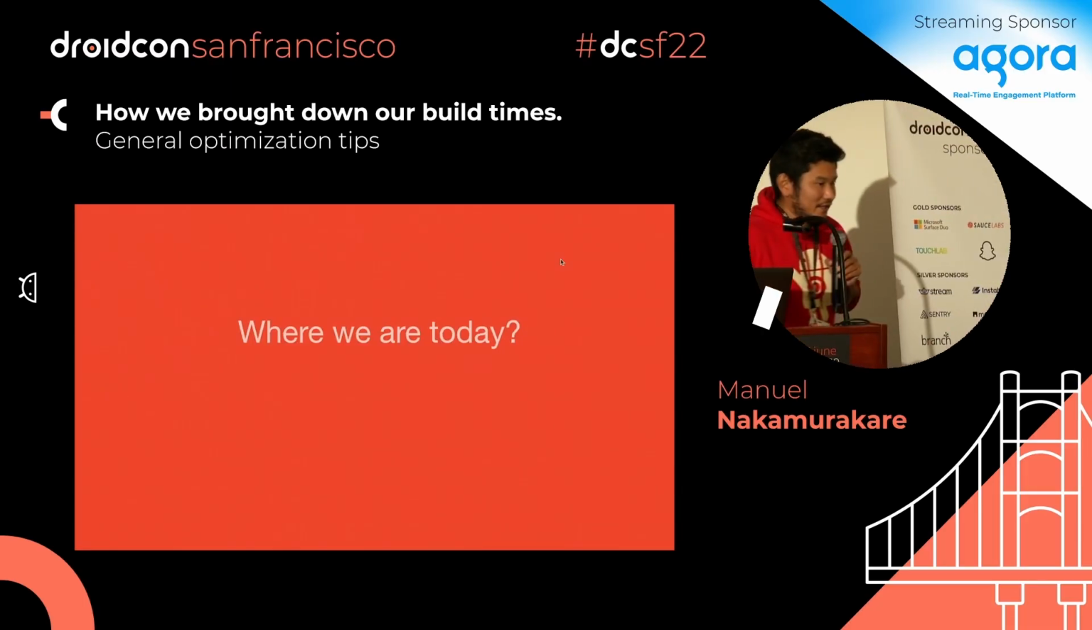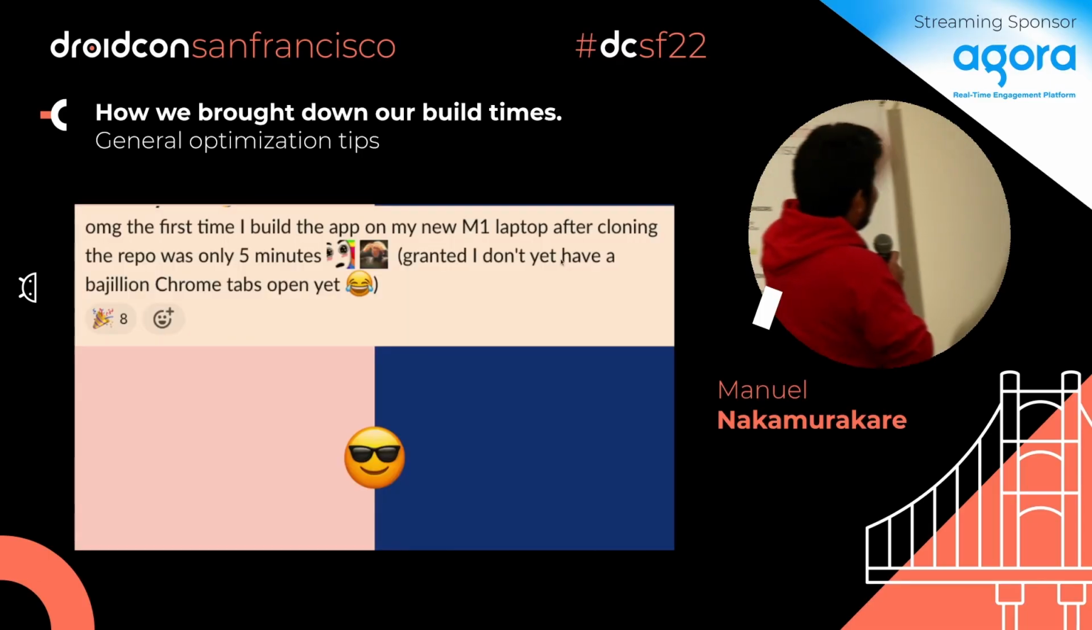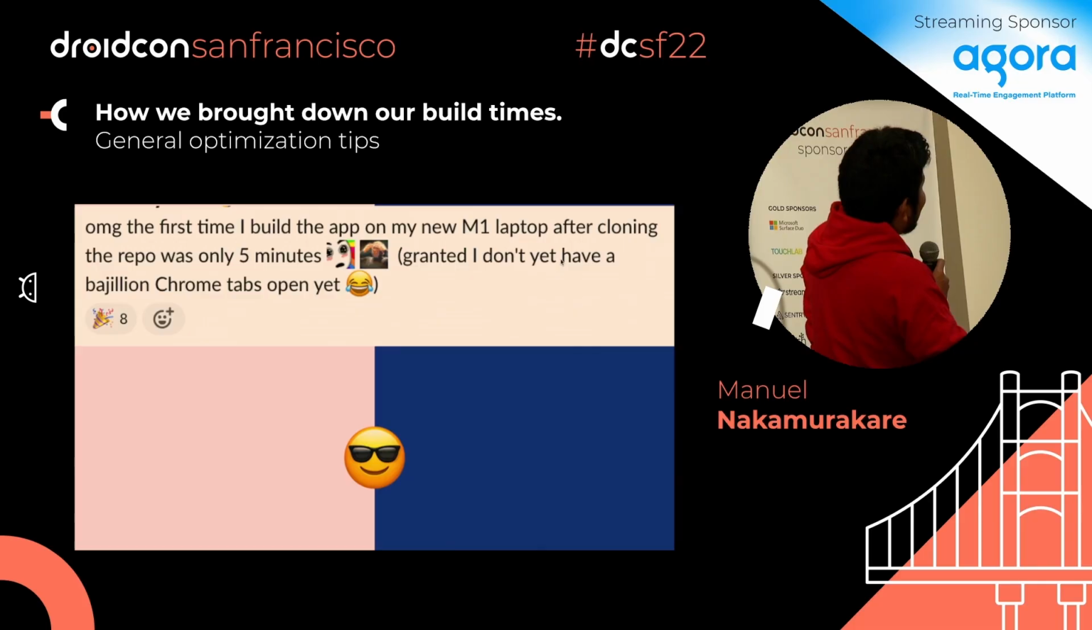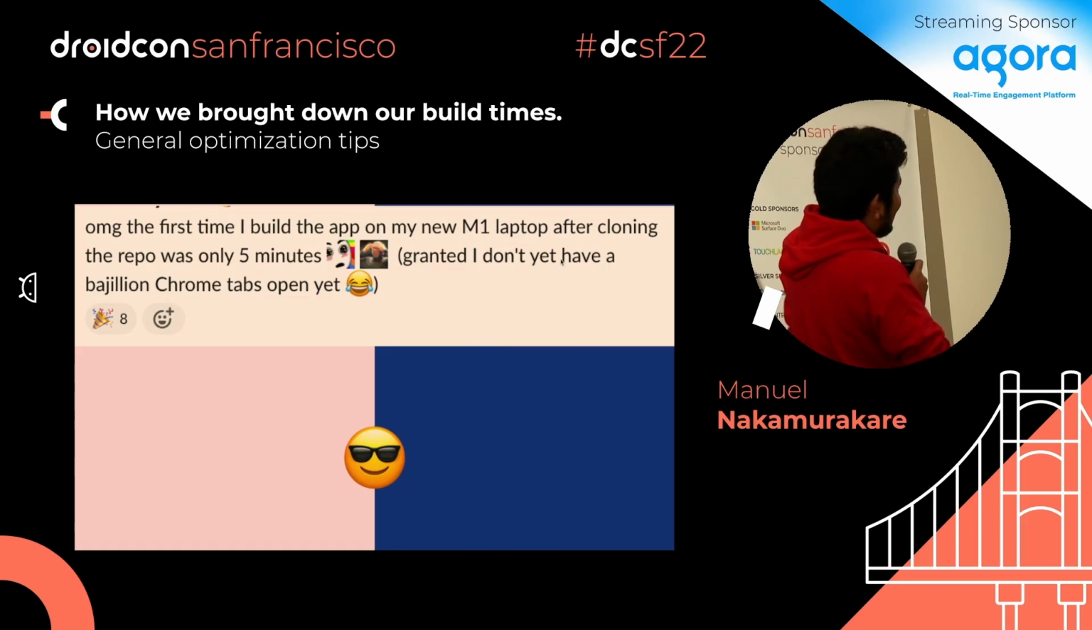So where are we today? Now people are very excited. You can see from this Slack, this person got a new M1 laptop. They just cloned the repo and were able to build the app in just 5 minutes.